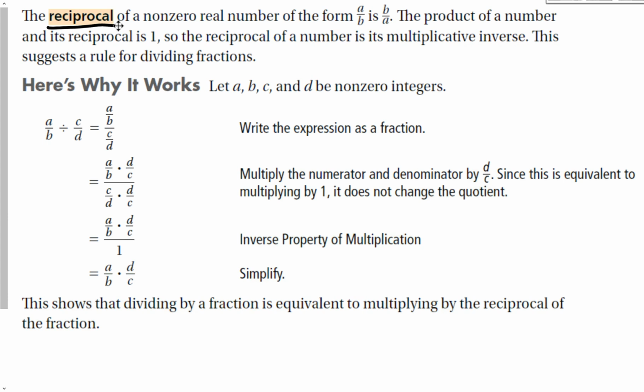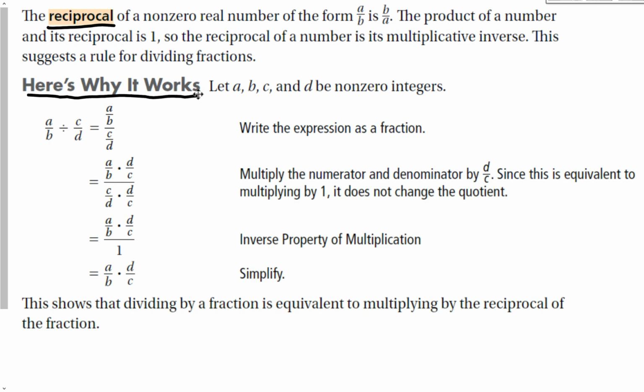Okay, so the reciprocal of a non-zero number in the form a over b is b over a. The product of a number and its reciprocal is always 1. So the reciprocal of a number is its multiplicative inverse. Okay, this suggests a rule for dividing fractions. Now, when we see this, here's why it works.